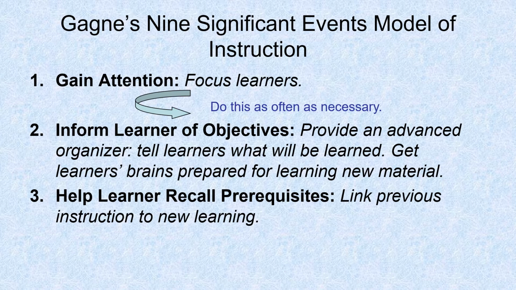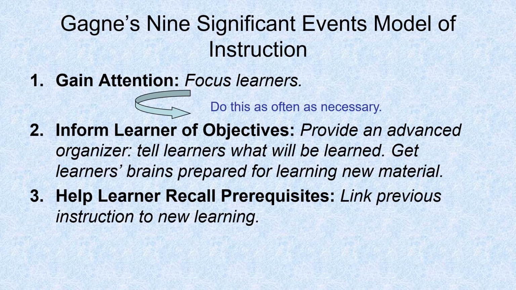Step 2 is inform the learner of the objectives. Now, this is important. On our lesson plan, we normally just say the teacher will do this. But it's very important to do this and share this with the learners, because it's an advanced organizer. It tells the learners what to expect they're going to learn this day. So this helps the learner's brain prepare to accept that new material and fit it into their existing schema, the way that they understand this portion of this content area.